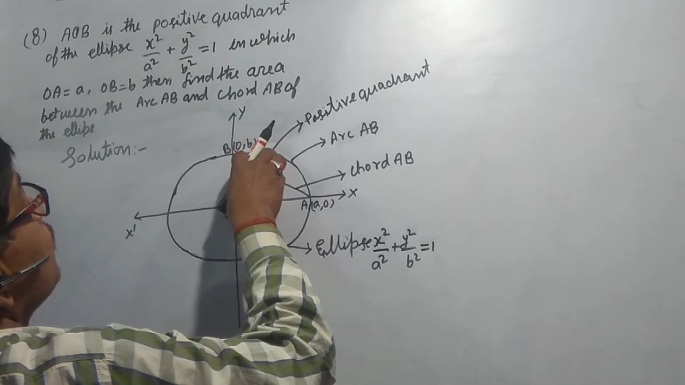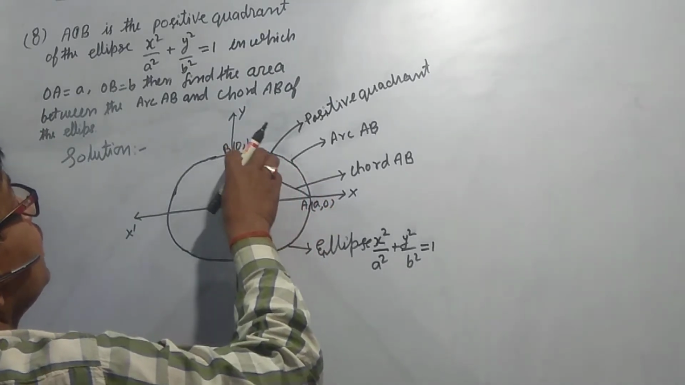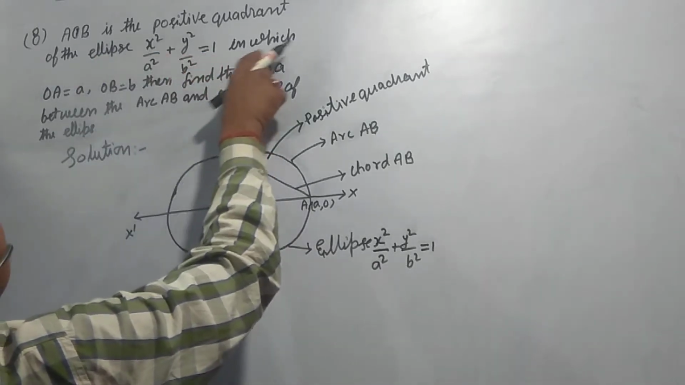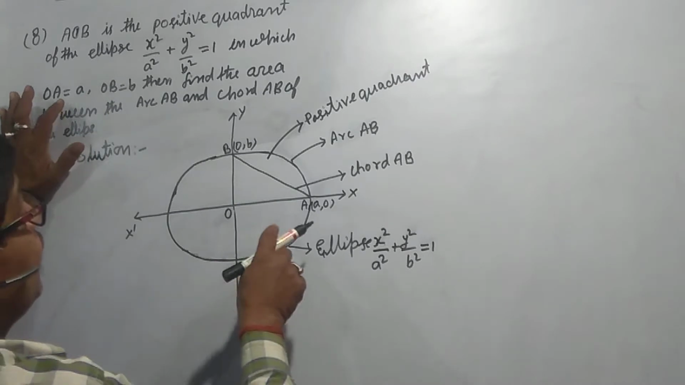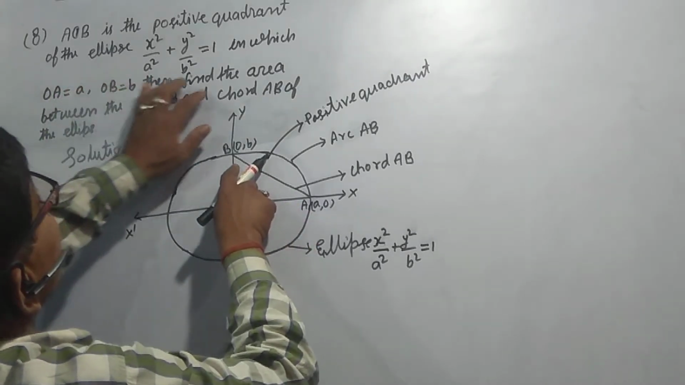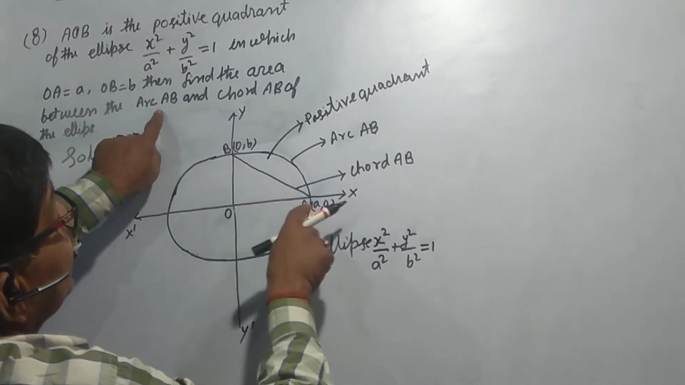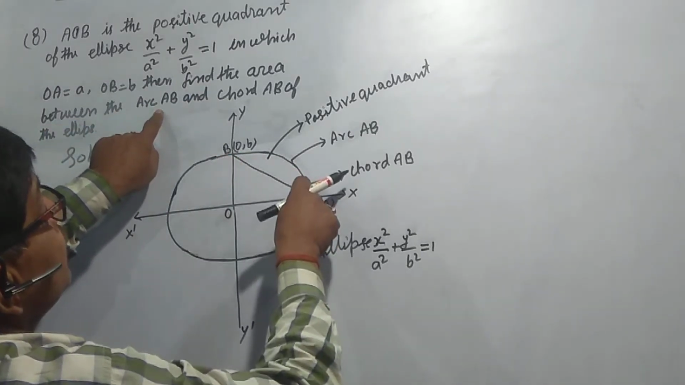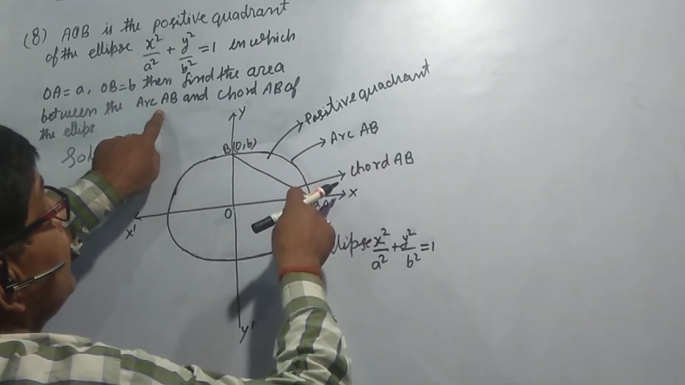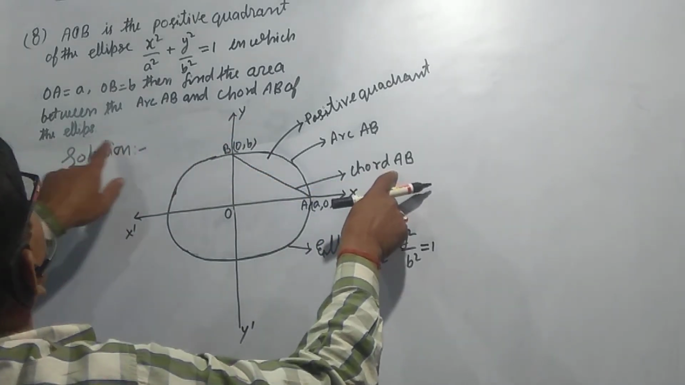This is the positive quadrant OAB of the ellipse in which OA is equal to a, and OB is equal to b. Then find the area between the arc AB and the chord AB of the ellipse. This is the arc AB, and this is the chord AB.